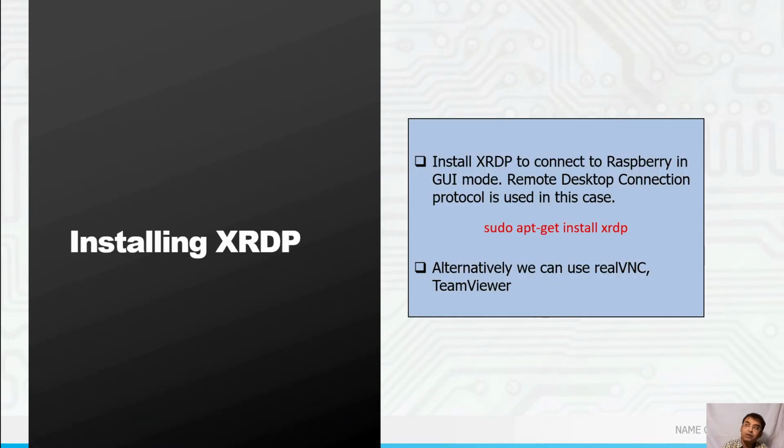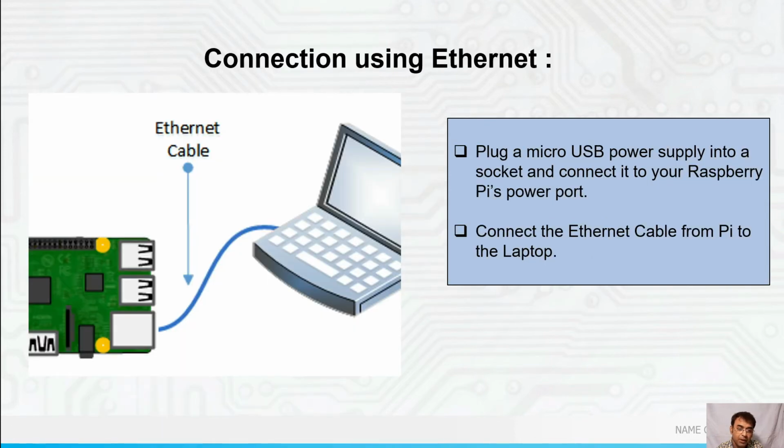Now you can install XRDP. Why? Because if you want to connect your laptop with your Raspberry Pi as a remote desktop, then you have to install XRDP in Raspberry Pi.